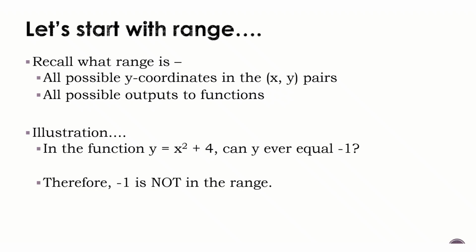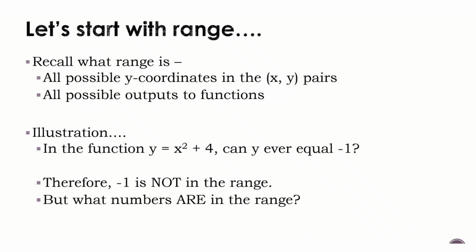Okay, so it's not in the range of that particular equation. So remember, the range is all the possible y coordinates, and we know that y can't be -1. Therefore, -1 is not in the range because it's not a possible y coordinate. Now, but what numbers are in the range? What numbers could y equal? If the range is all the possible y coordinates, and we know -1 is not one of them, well, what could be in that? And so we're going to take a look on Desmos.